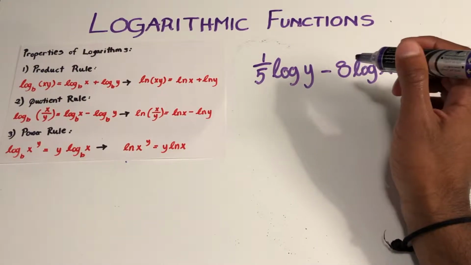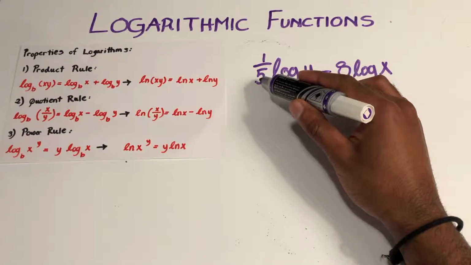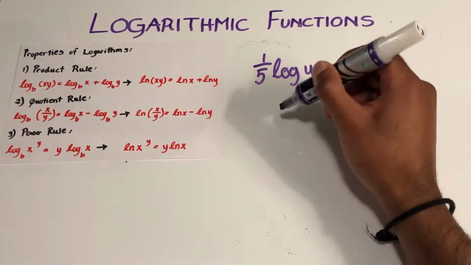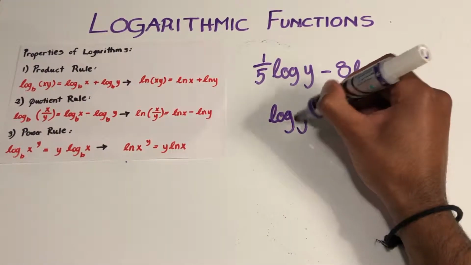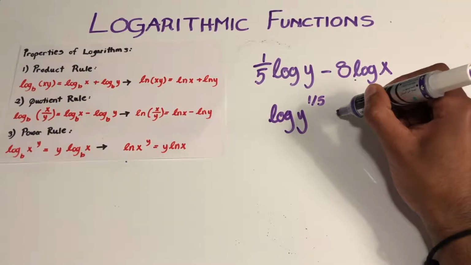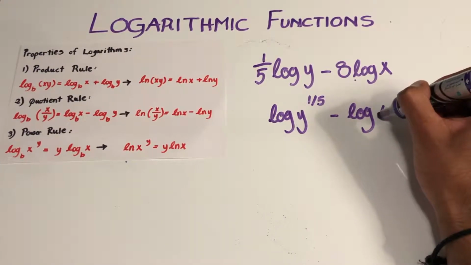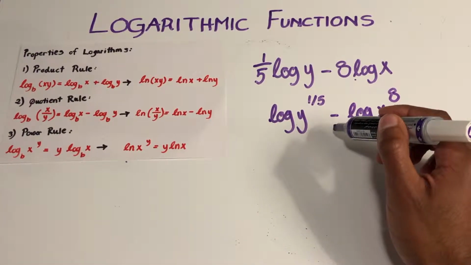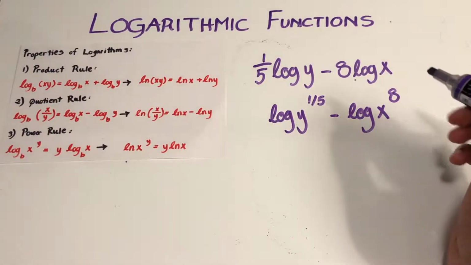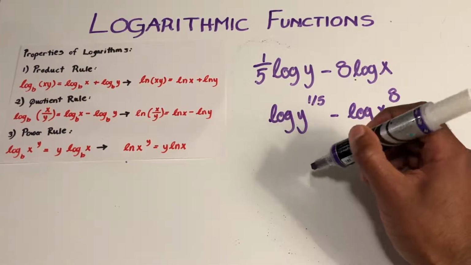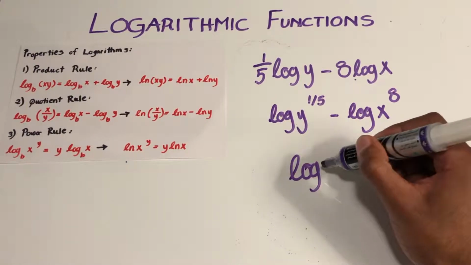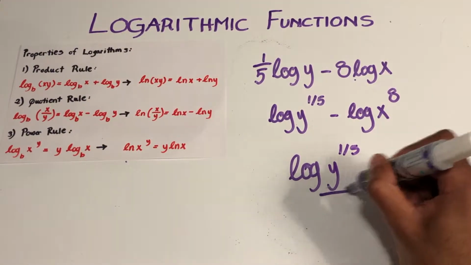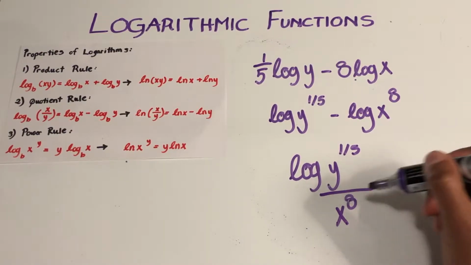Now, to combine this into a single logarithm, we have 1/5 as a leading term here, and then negative 8 here. So we can just go ahead and write this like this, x to the power of 8. Since this is a subtractive property, we're going to follow property number 2, the quotient rule. We're going to end up with log of y to the power of 1/5 over x to the 8.